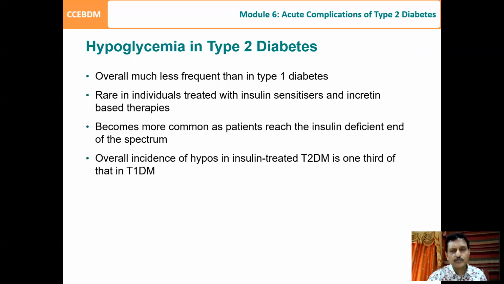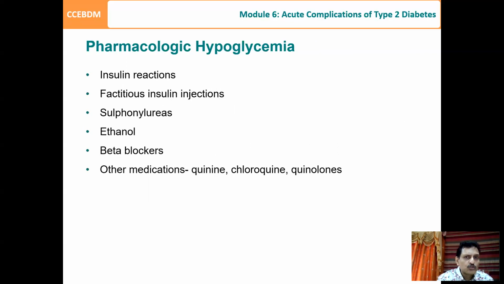So even though type 2 diabetes is treated with insulin, the possibility of hypoglycemia is very low, because in most situations in type 2 diabetes, we treat only with basal insulin. And the possibility of development of hypoglycemia with basal insulin is very low. So it is quite safe.